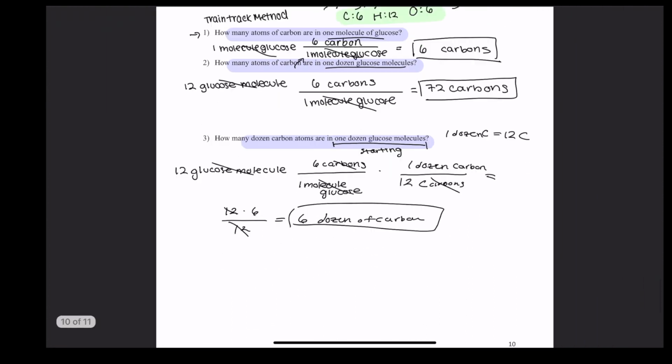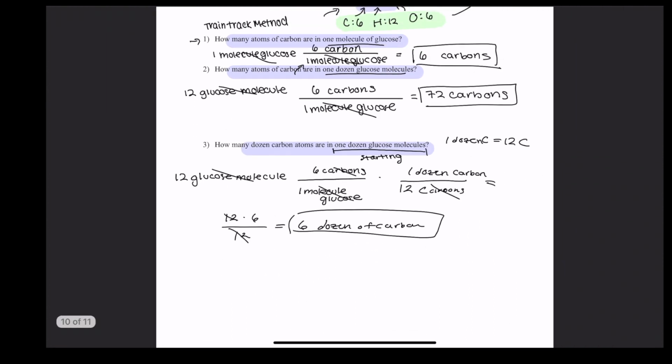Now my challenge for you, which this worksheet doesn't have, is to solve the 3 problems, but instead of carbon, solve for hydrogen and oxygen.